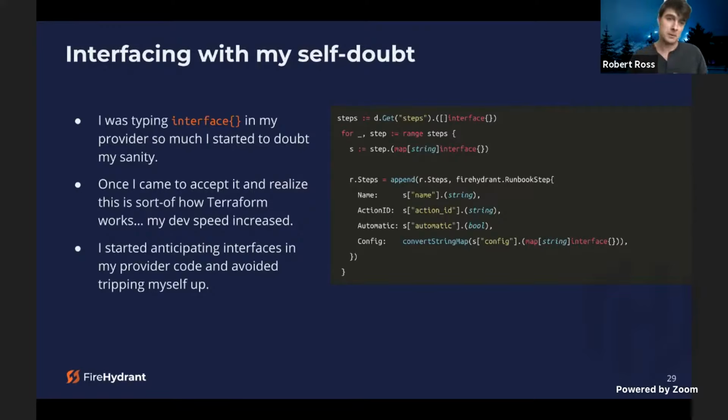And it felt so weird at first. I felt like I was doing something wrong. I was interfacing with my own self-doubt. And what I had to eventually realize is, this is how Terraform works. And once I had that acceptance, my dev speed increased pretty substantially. I started anticipating interfaces in my provider code and avoided tripping myself up. There were a couple of moments where I just had assumptions. I was like, I bet it's this signature, and it ended up being right. And then it was a happy, dopamine moment once I figured it out.